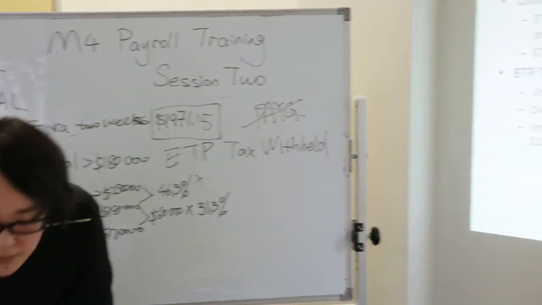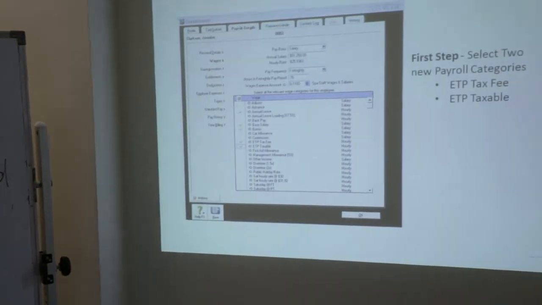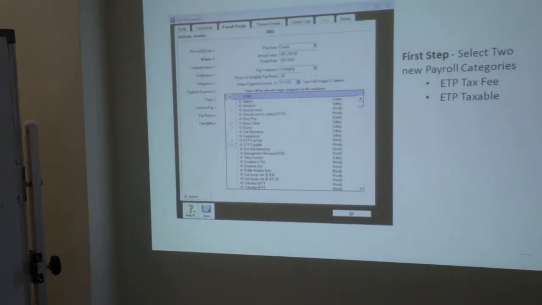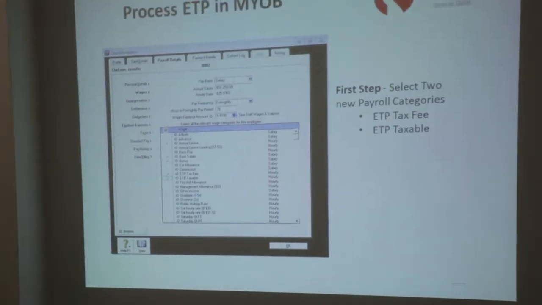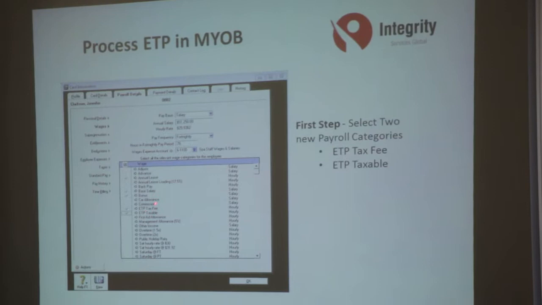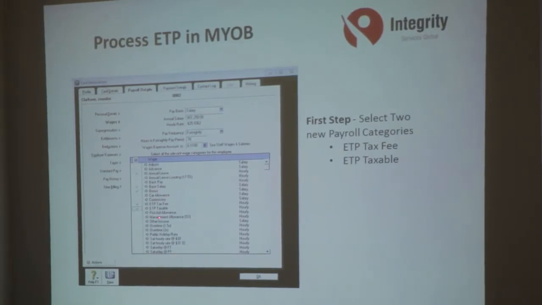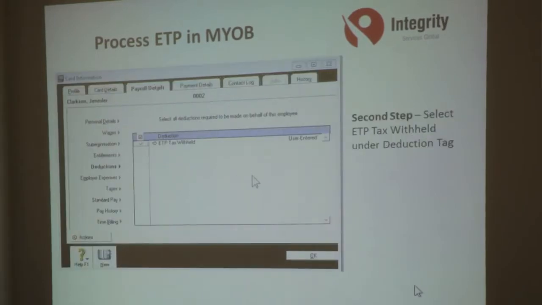So we're still doing training for staff. It's the same as unused annual leave. Before we do the ETP, we need to select some new categories. The new categories here are ETP tax-free and ETP taxable. So we select these two categories under the wages tab. And another one is called ETP tax withheld.